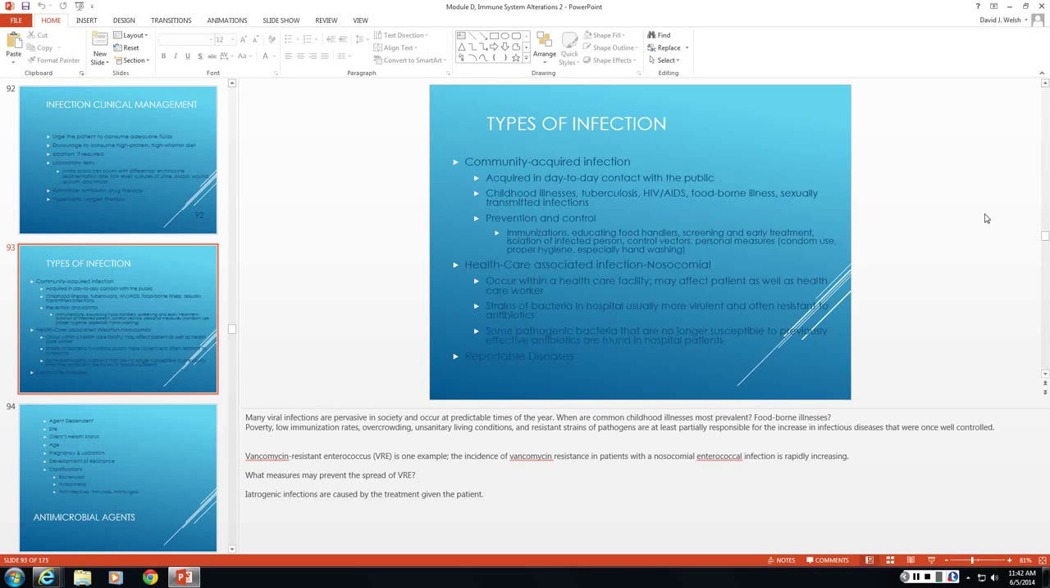Now, community-acquired infections are acquired in day-to-day contact with the public. They can be caused by childhood illnesses, tuberculosis, HIV/AIDS, foodborne illnesses, and sexually transmitted diseases.